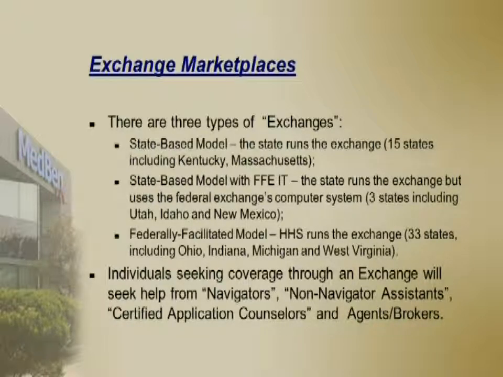And then there's the federally facilitated model. That's the model that the federal government will be running through Health and Human Services. 33 states have opted to use that model, far more than the federal government anticipated. This was really the fallback, the what-if sort of model that the healthcare reform law, the Affordable Care Act, anticipated. It was really supposed to only be available in the event a state had real difficulty getting its exchange to work or didn't have the financial resources to put an exchange in place.